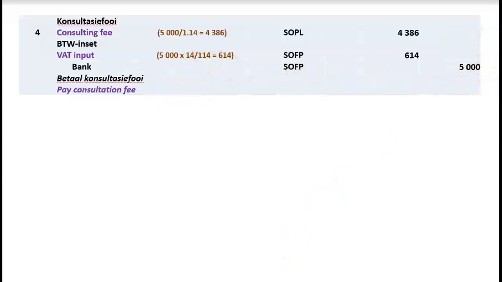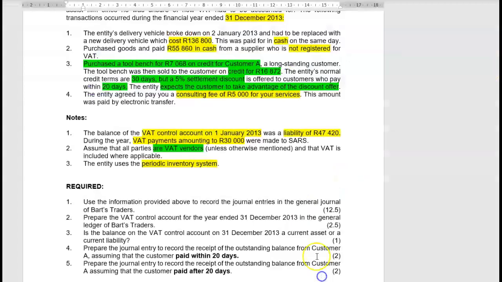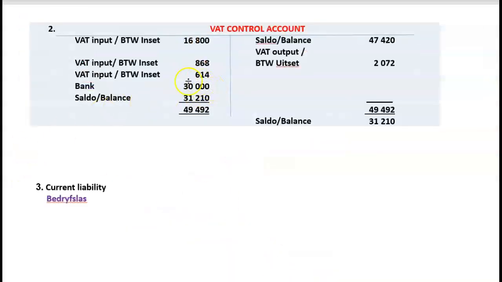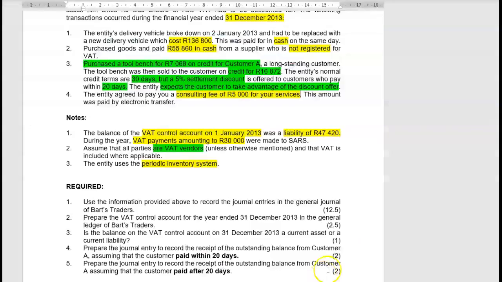Good. Then the question says you have to determine the VAT control account balance, and remember that we've made payments of 30,000 Rand to that account. We can balance this account off now, and we will see that there remains a credit balance of 31,210 Rand. Prepare the VAT control account.